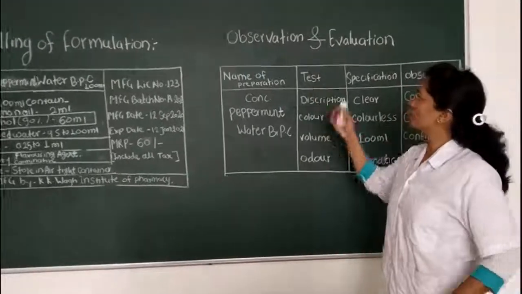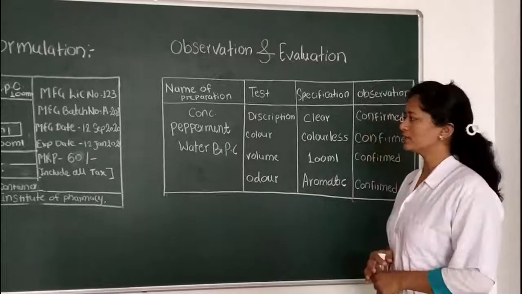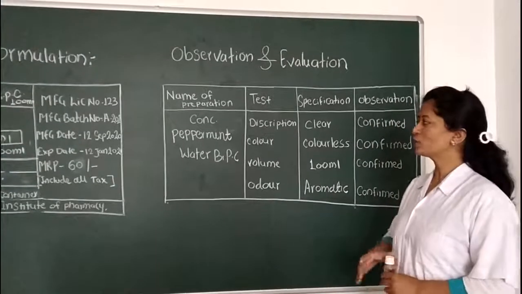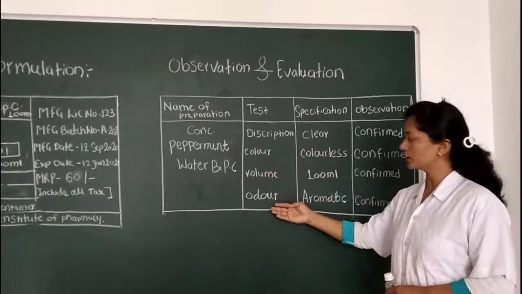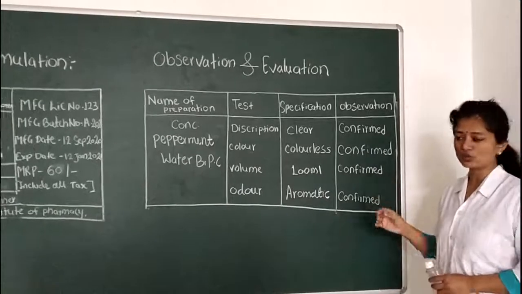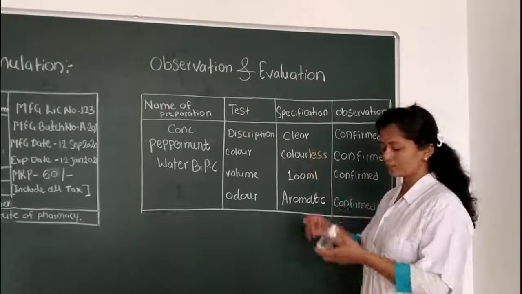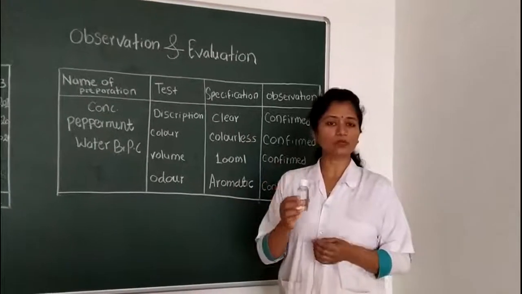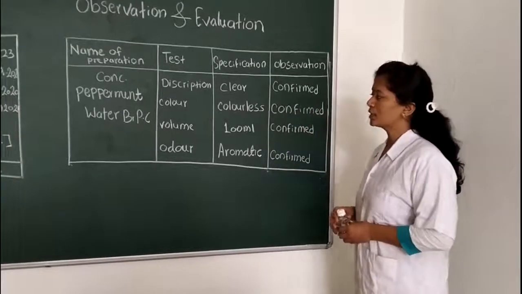We move toward the observation and evaluation table. This table consists of the name of our preparation, then we specify the test, then description, color, odor, volume, specifications and observation. We see them one by one. The description is that our preparation is clear. This is our preparation which will be filled in a final container, and we confirm that test.